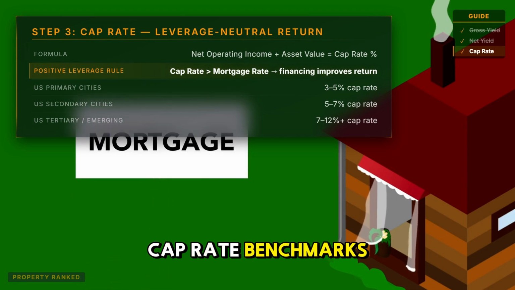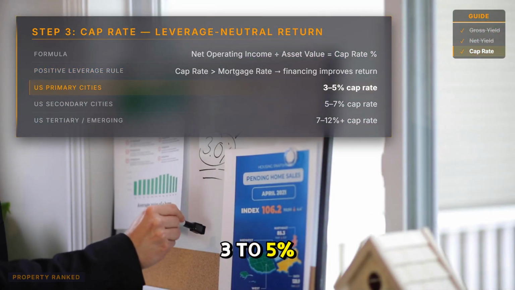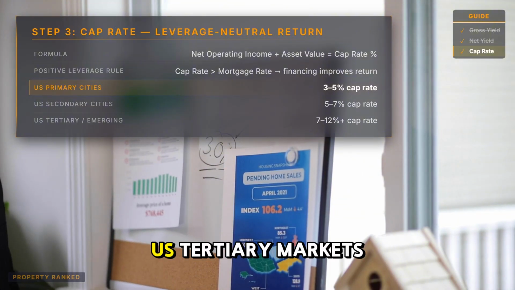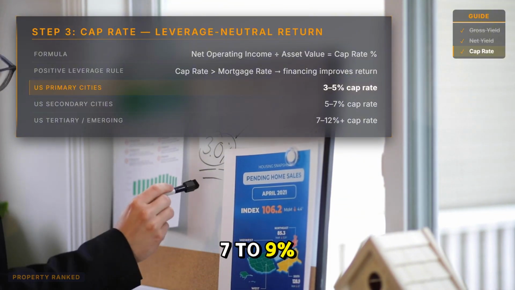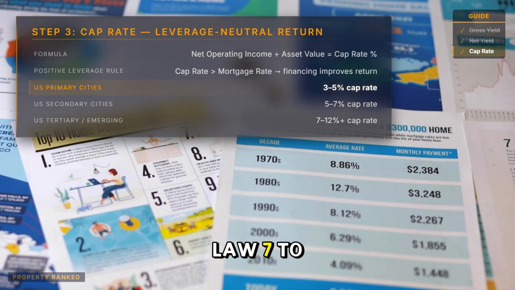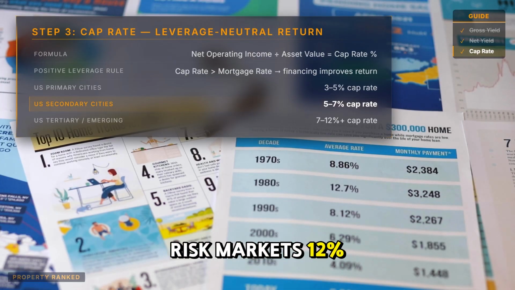Cap rate benchmarks by market tier. U.S. primary cities, 3 to 5%. U.S. secondary cities, 5 to 7%. U.S. tertiary markets, 7 to 9%. Emerging markets with strong rule of law, 7 to 12%. Distressed or high-risk markets, 12% plus.